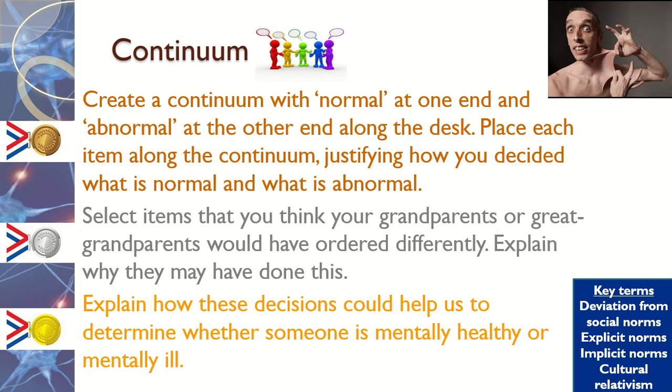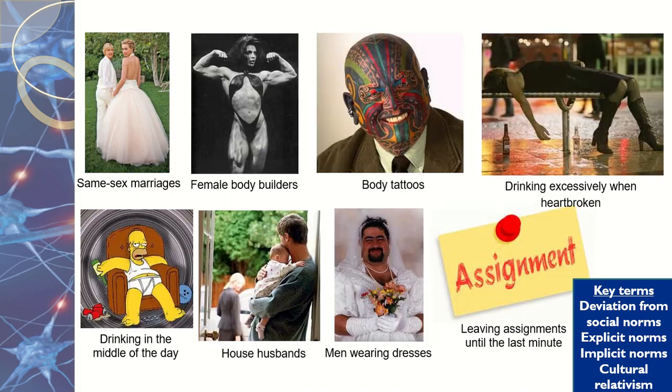I'd like you to create a continuum with normal at one end and abnormal at the other end. Once you've done that, I want you to decide whether your grandparents or great-grandparents would have ordered this differently, explaining why you think they might have ordered it differently. So pause the video and have a quick decision about where you would order these.